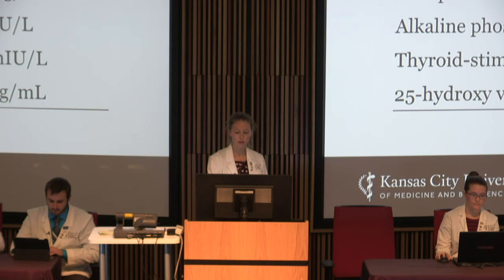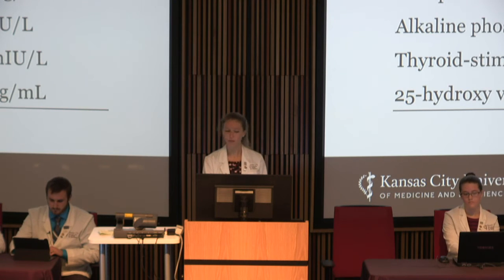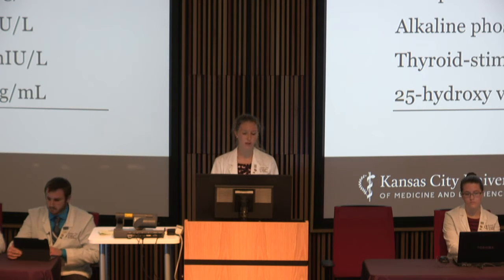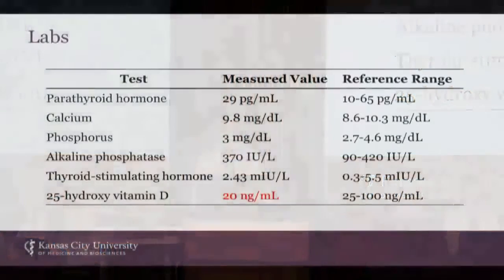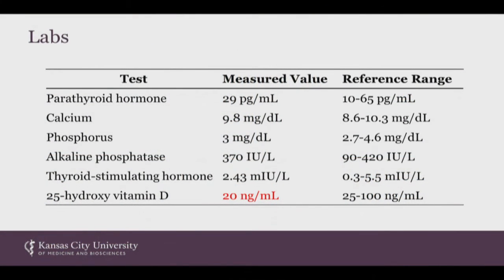Based on our patient's presentation and past medical history of multiple fractures and an autoimmune thyroid condition, the following labs were ordered. His parathyroid hormone, calcium, phosphorus, alkaline phosphatase, and thyroid-stimulating hormone levels were all within normal limits. However, it's important to recognize that his 25-hydroxyvitamin D level was decreased at 20 nanograms per milliliter, when it should be between 25 and 100 nanograms per milliliter.